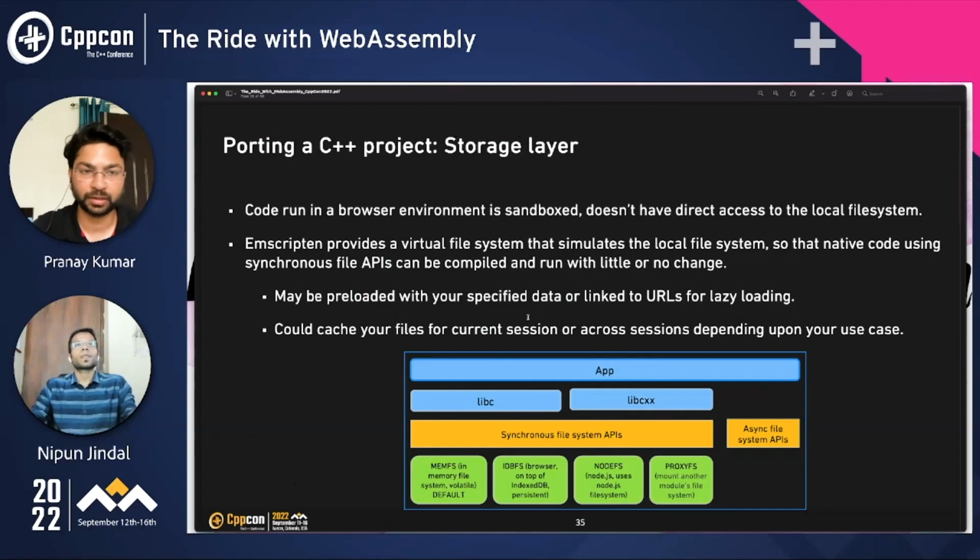Let's cover the storage layer. In Emscripten, your code runs in a browser environment which is sandboxed. Your tab doesn't have direct access to the local file system. So Emscripten has provided a virtual file system that simulates the local file system. Your native code that uses synchronous file APIs such as fopen, fclose, ifstream, ofstream, all would work well, and you can do away with very little or almost no change. You just need to mount one of the given file systems, and these synchronous file APIs would work well.